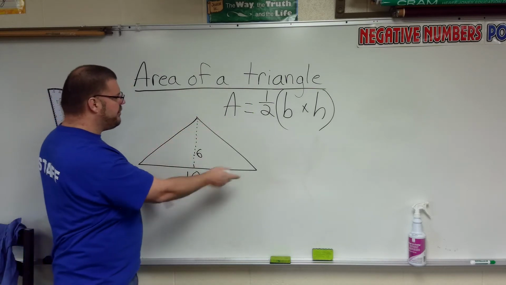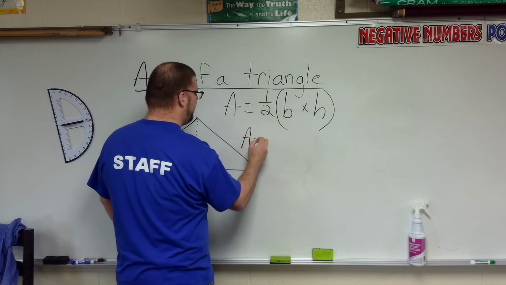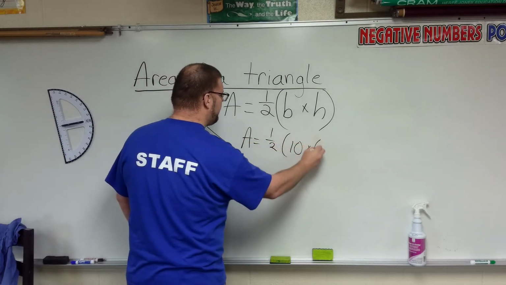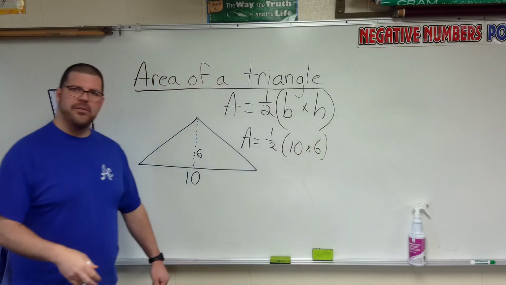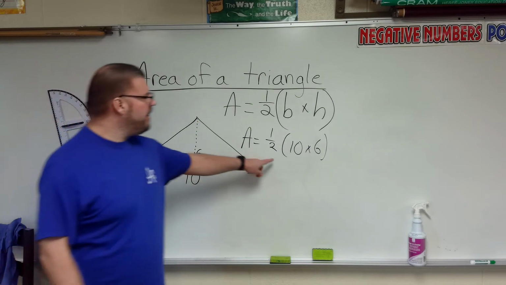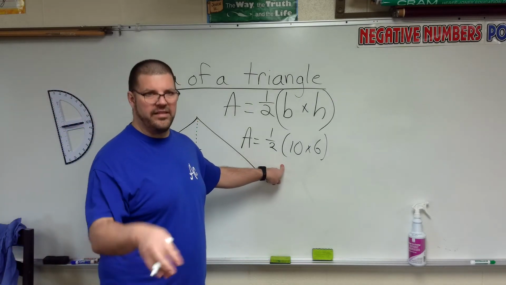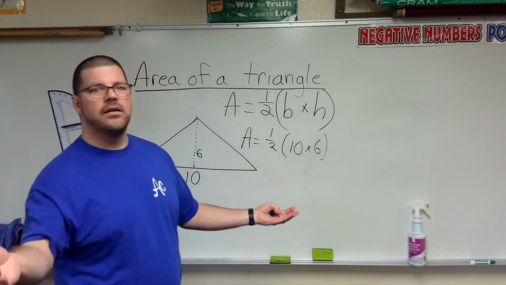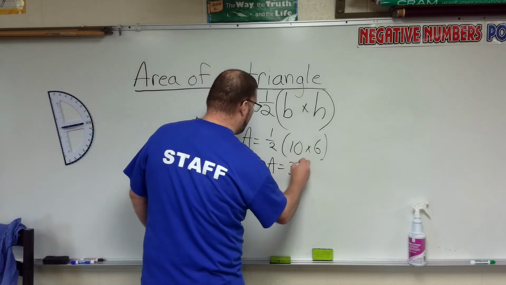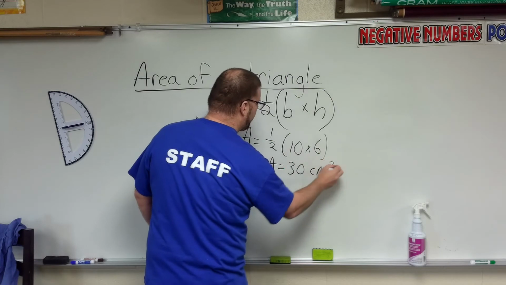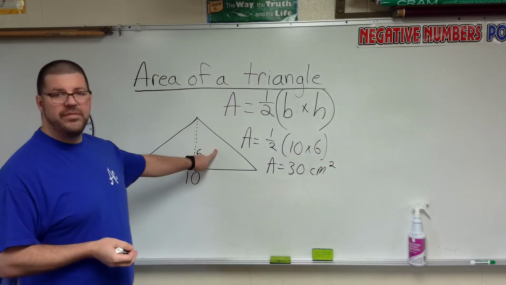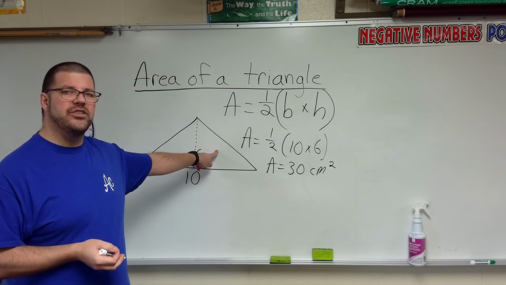So then you have your 2 numbers. Area equals half of 10 times 6. Well, 10 times 6 equals 60. Half of 10 times 6, 60. Half of 60 would be 30. 30 centimeters squared. Okay?